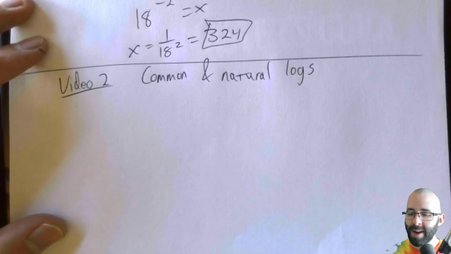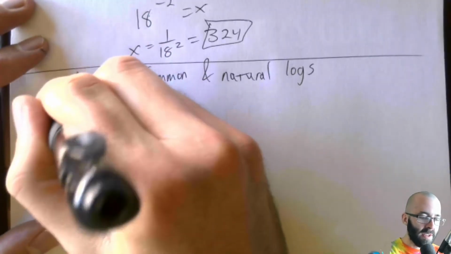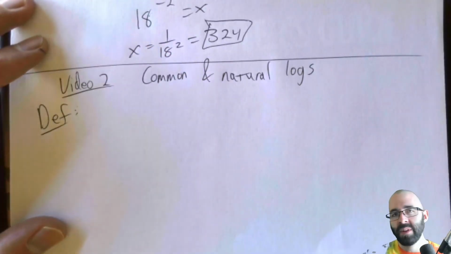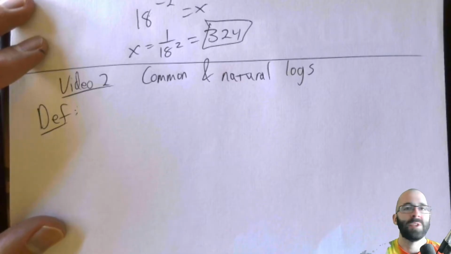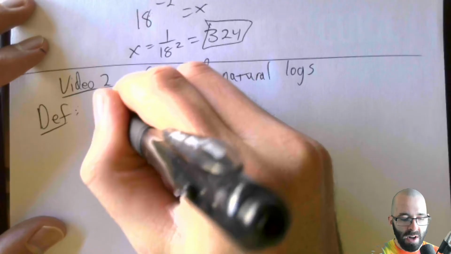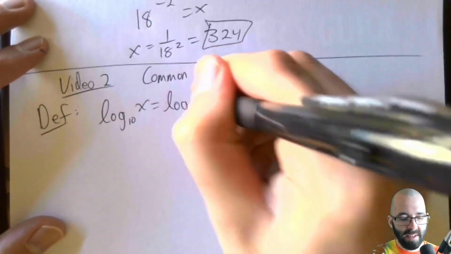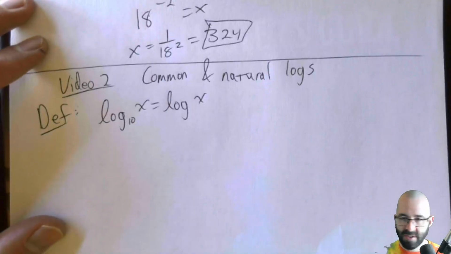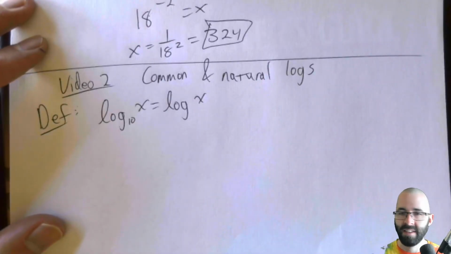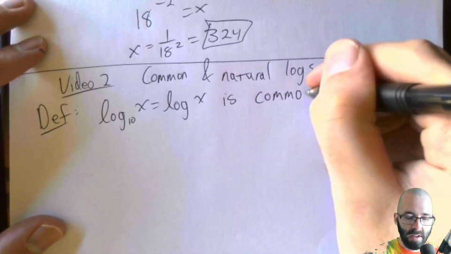Okay, really, I could have probably introduced common and natural logs first in video 1, but anyway, here we are. So some logarithms appear so frequently that we come up with shorthand for them. These are two of them. Log base 10 is a very common one, and we're just so lazy that we don't even write the base. If there's no base, it means log base 10. That's called the common log.